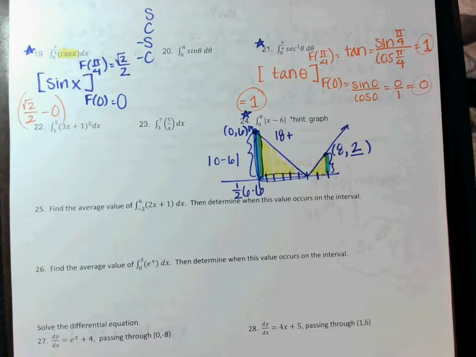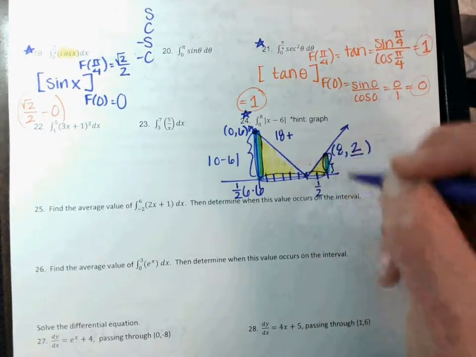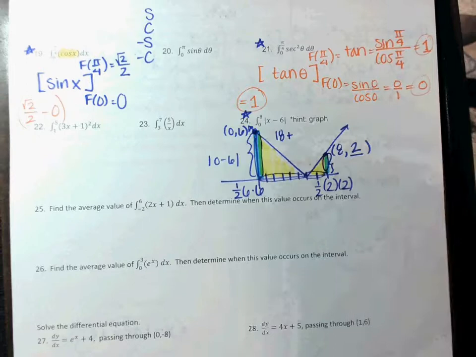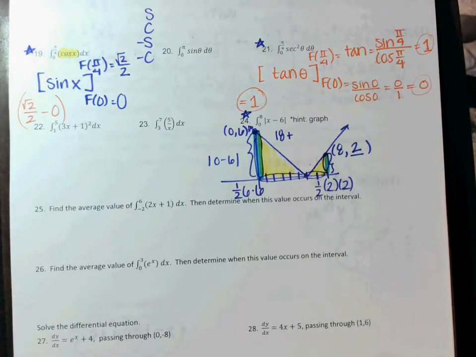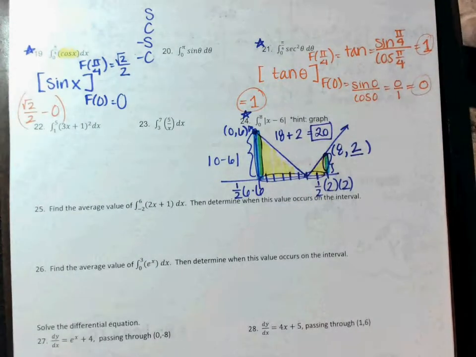And then for my second one, it's 1/2 base times height. My base is 2. My height is also 2. So 2 times 2. Half of 2 times 2 is half of 4, which is 2. Total area is 20. Okay?